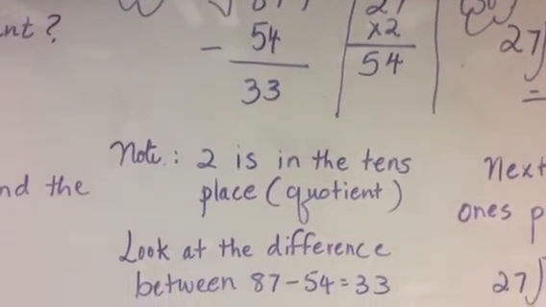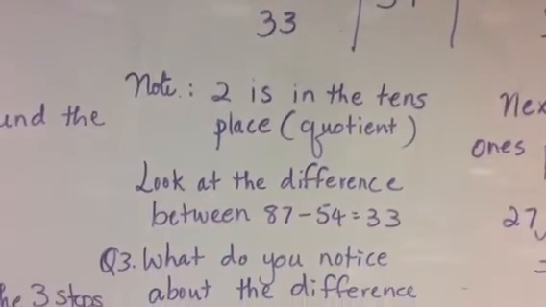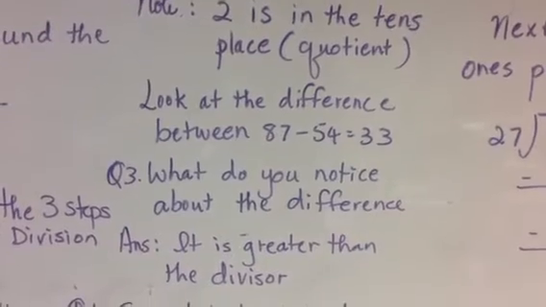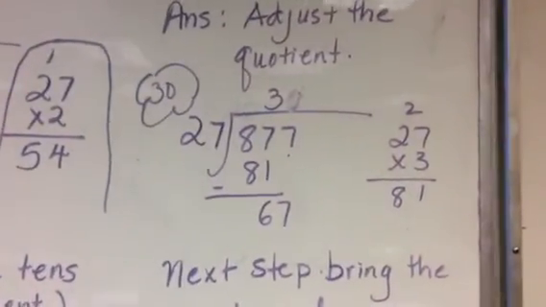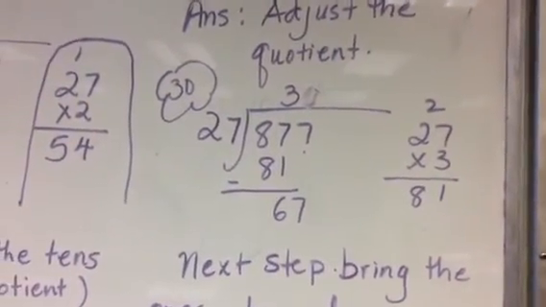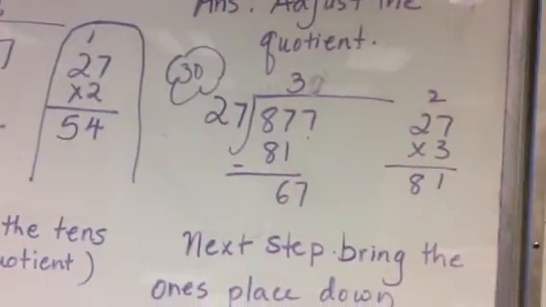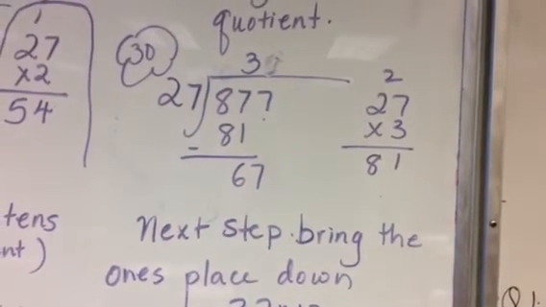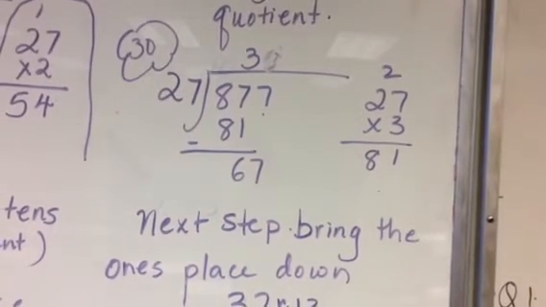Look at the difference between 87 and 54. It's 33. What do you notice about the difference? It is greater than the divisor. So what do you do? The answer is adjust the quotient. You will take the quotient from 2 now to a 3. So 27 times 3 gives you 81. And when you subtract 87 minus 81, you get 6.